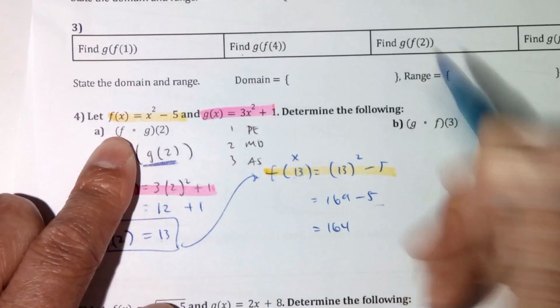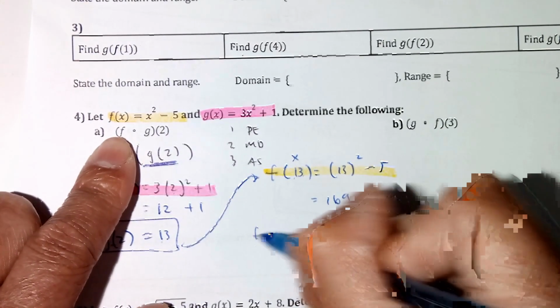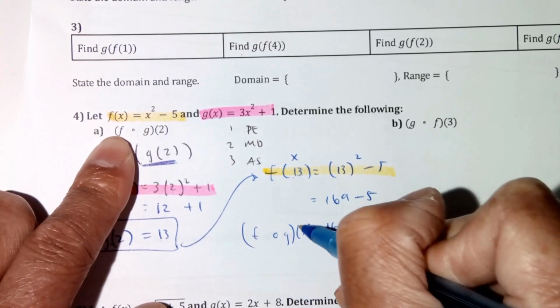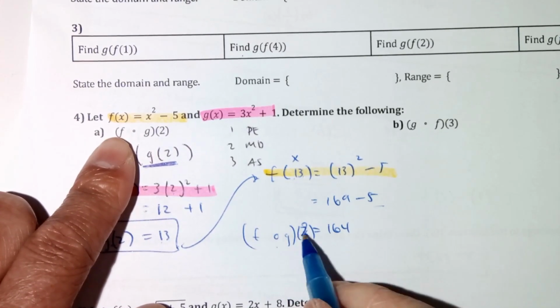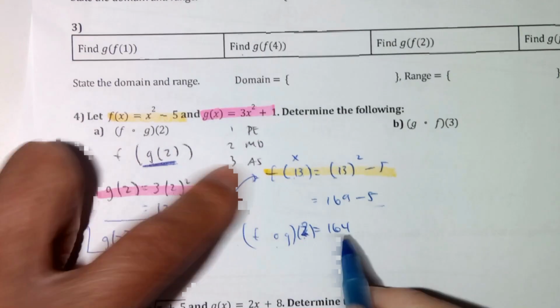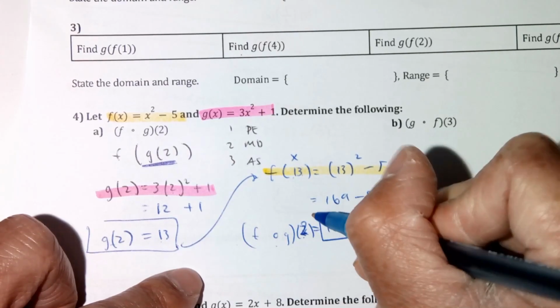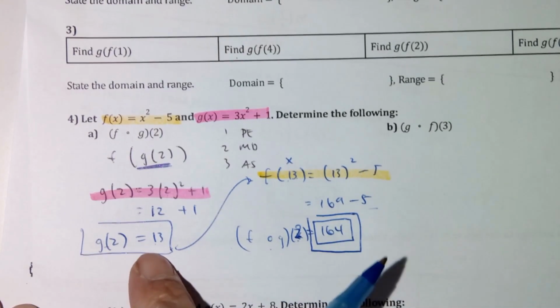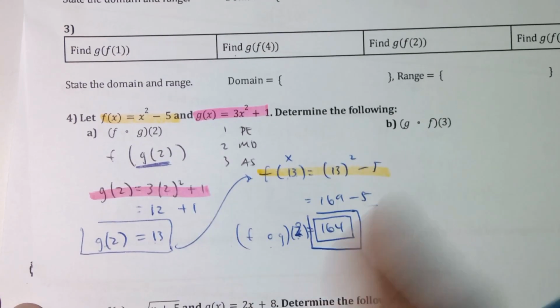So the end result is this. f∘g, oops, that was a 2. g of 2, whatever my answer was, we got here. Then I put it into f, and then my answer is 164. And it's kind of weird, I'm going to double box it. Why? Because this was part of the answer I needed, and that's my final answer.